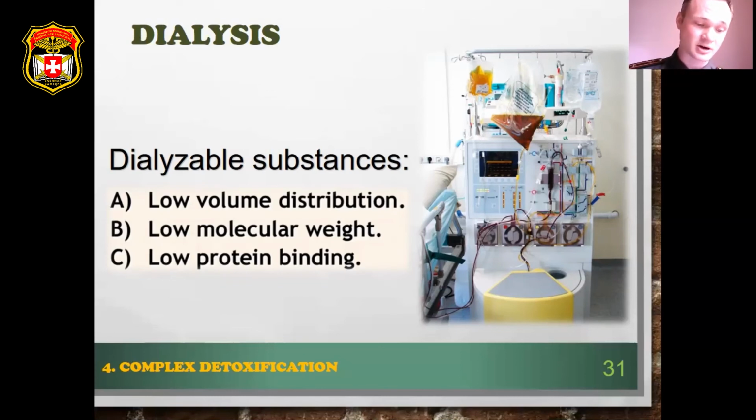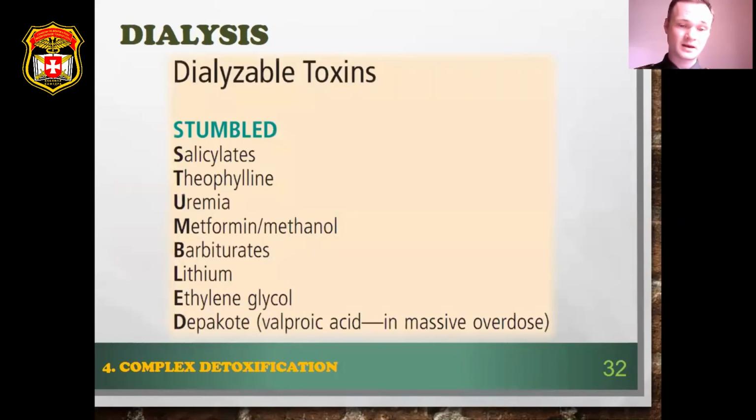All forms of extracorporeal removal have been studied and found to be effective. The selection of the specific type of elimination modality ought to be made based on patient-specific factors and early consultation with nephrologist in conjunction with a toxicologist. Here you can see the plot with dialysable toxins. The main of them are salicylates, theophylline, barbiturates, lithium, and ethylene glycol.